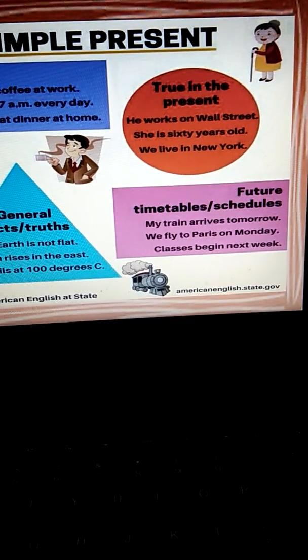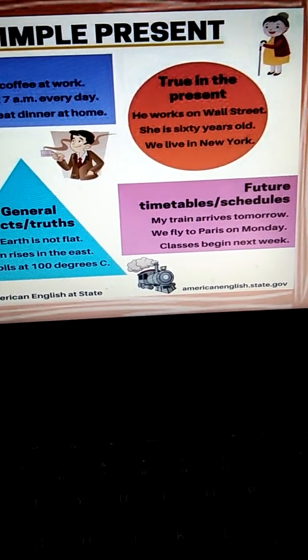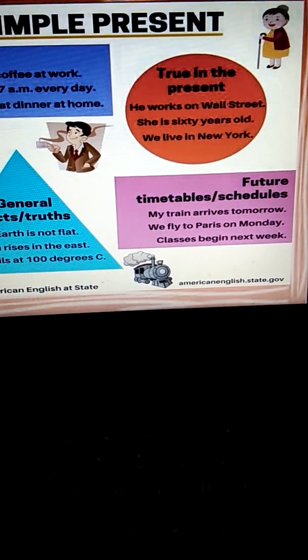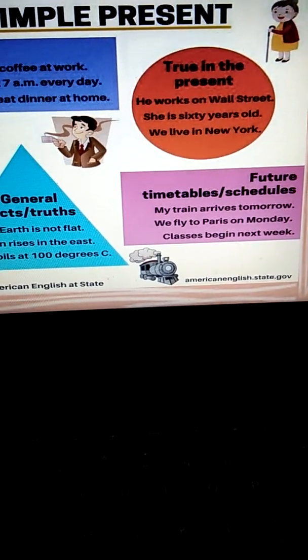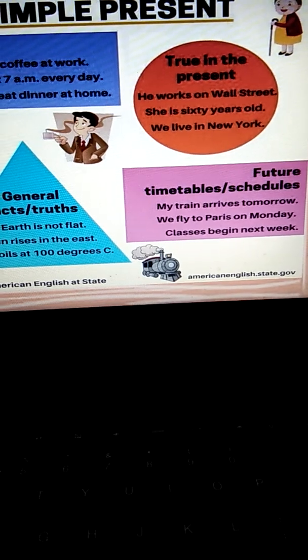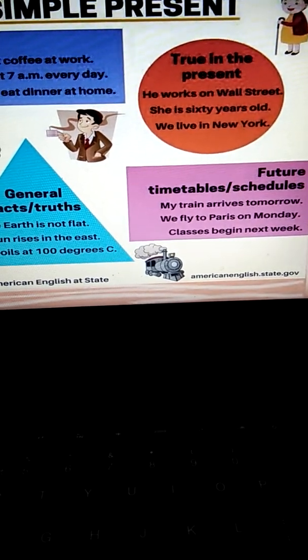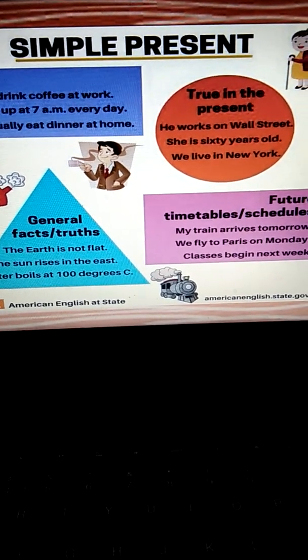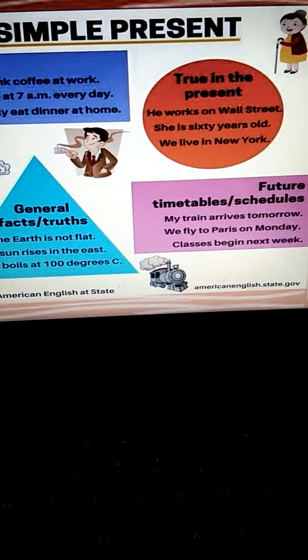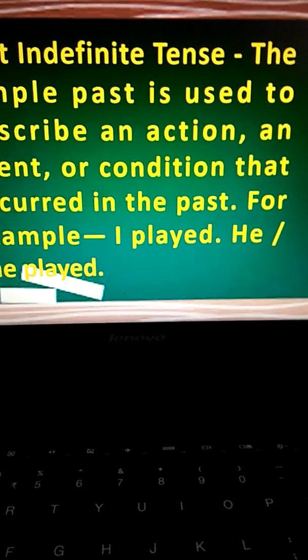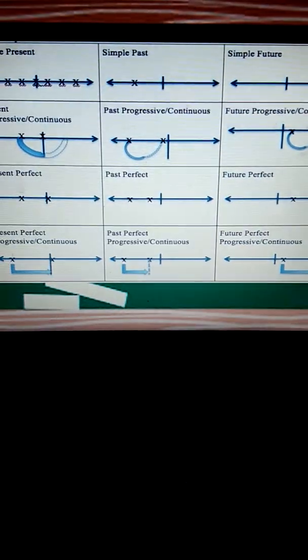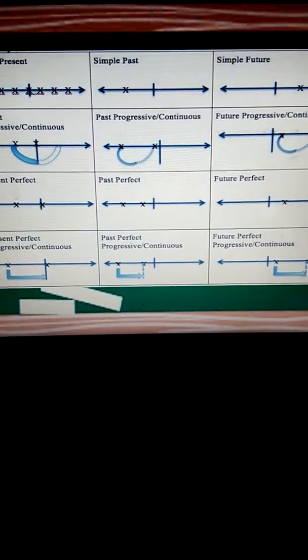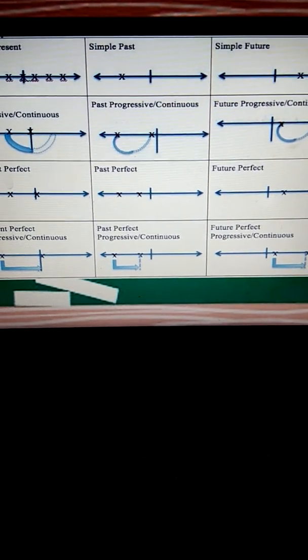And we also use present tense for some schedules, like my train arrives tomorrow. We fly to Paris on Monday. Classes begin next week. So these four are the places where we use simple present tense. We are not going to do past tense or future tense. This is just a diagram interpretation of the three types of tenses.